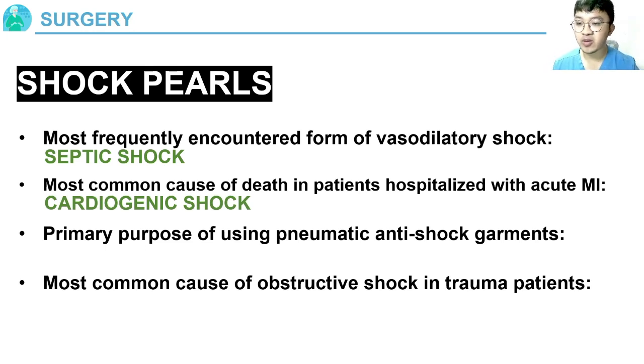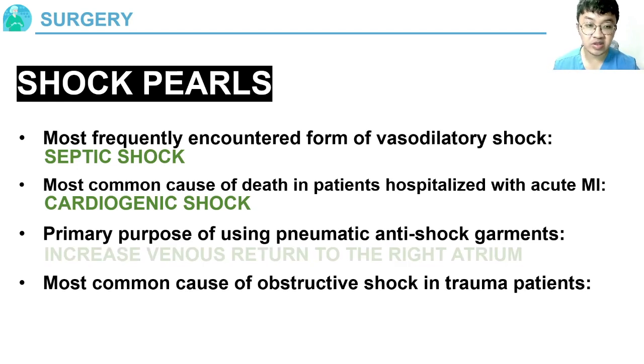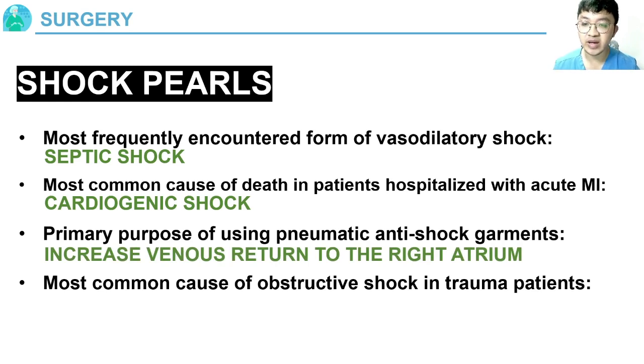Next, primary purpose of using pneumatic anti-shock garments, that's to increase venous return to the right atrium. When we say pneumatic anti-shock garments, it means that they're using air to compress your peripheral vasculature. So basically, it's like a garment which compresses your vasculature and returns blood artificially back to the heart. Primary purpose of using pneumatic anti-shock garments, again, is to increase venous return to the right atrium.